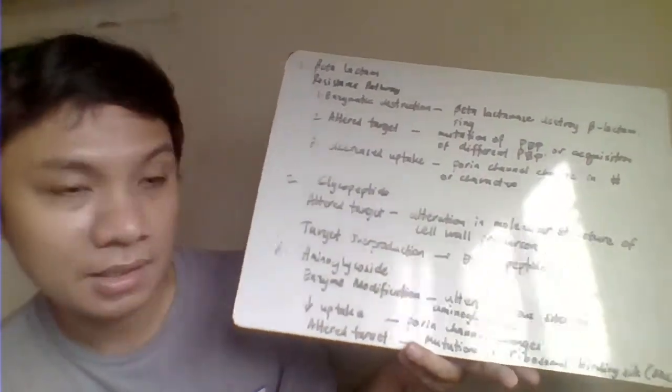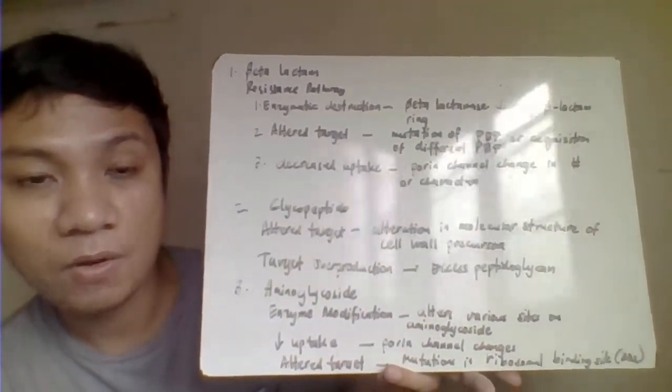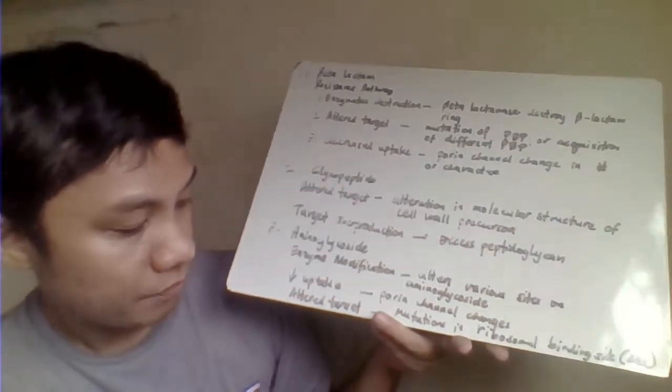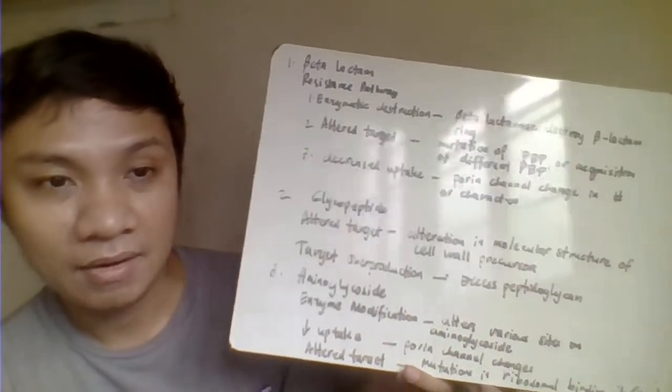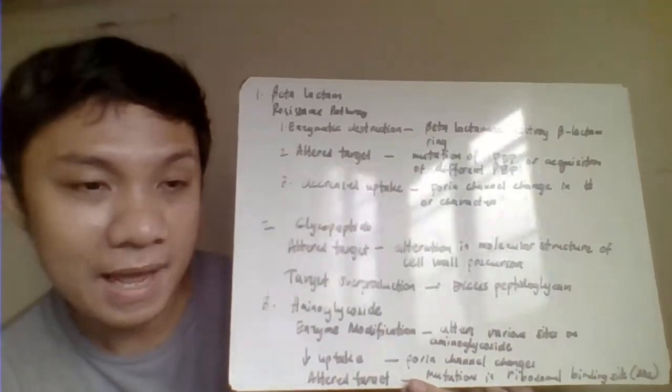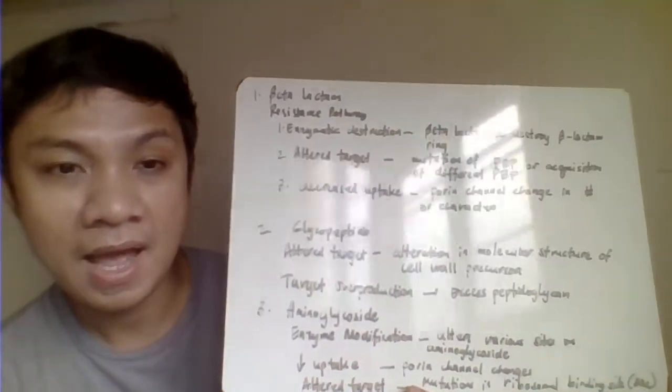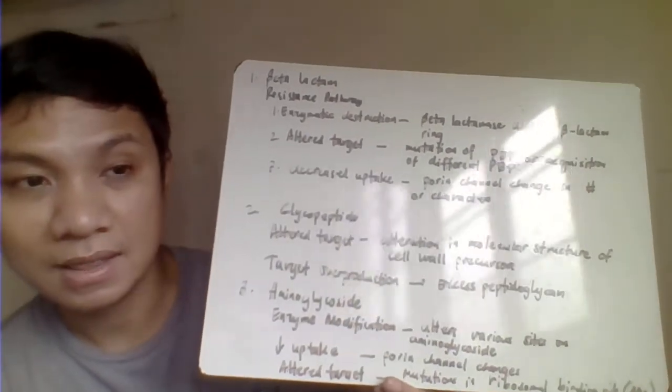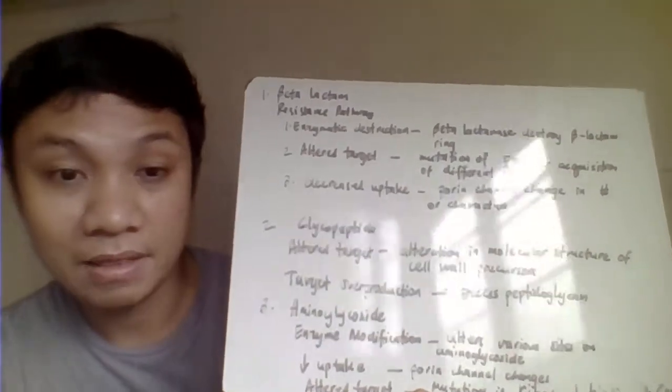Another one, decreased uptake. They will not allow the entry of your aminoglycoside. And altered target. They try to modify their 30S ribosomal RNA. So aminoglycoside cannot recognize it, and therefore aminoglycoside will not exert its antimicrobial activity.